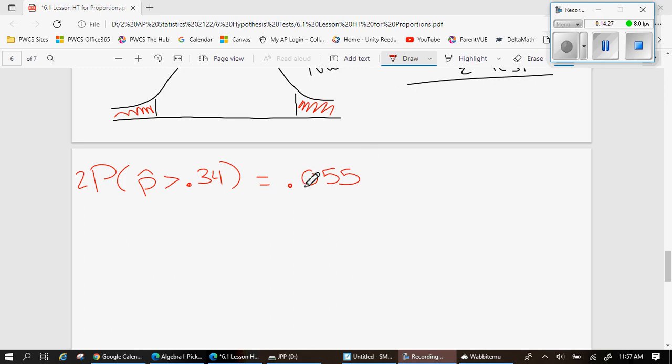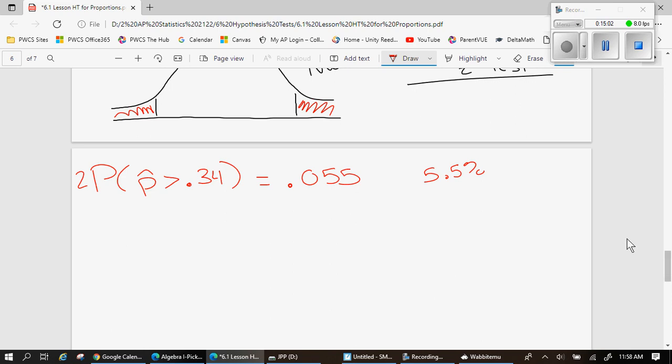So what this probability means, this is really important. What this probability means is if our actual population proportion was 34%, there is about a 5.5% chance of getting the sample proportion we got. So if the true population is 0.34, then there's a 5.5% chance that we get the sample results that we had. And so what we need to do is make a conclusion.